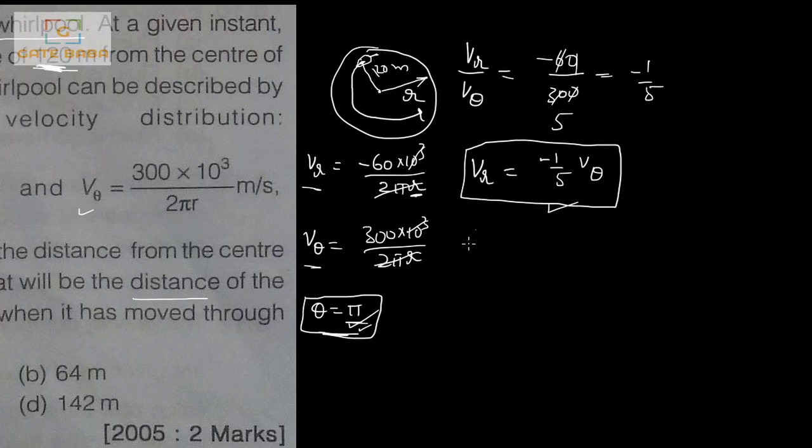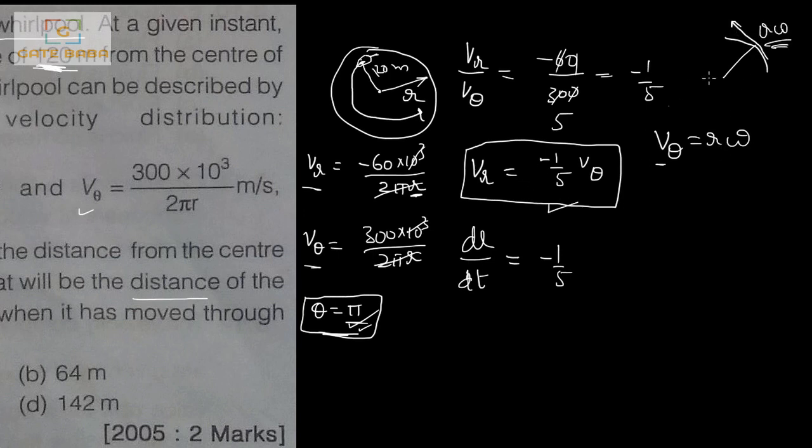So Vr can be written as dr by dt. Yes or no? dr by dt, velocity, is equal to minus 1 by 5 V theta. V theta can be written as r omega, where omega is the angular velocity. If you draw a tangent, this velocity will be r omega. In this direction is the radial velocity, and the tangential velocity is given by r omega. So V theta is the tangential velocity at any angle theta.